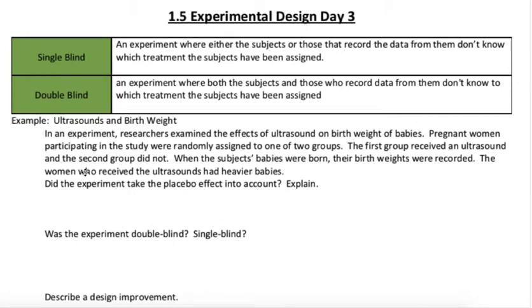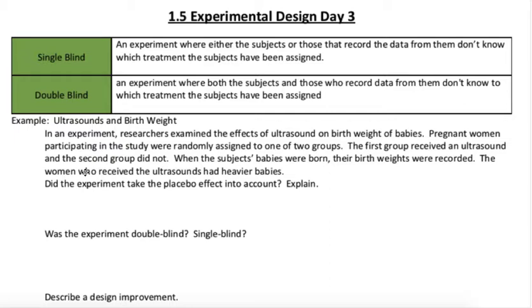So a couple parts that we could include in our experimental design are whether we keep the design single blind or double blind. Single blind is an experiment where either the subjects or those that record the data from them don't know which treatment the subjects have been assigned. That might be where I'm administering an experiment and I know what I'm giving you, but you wouldn't know what you're receiving. That would be single blind.